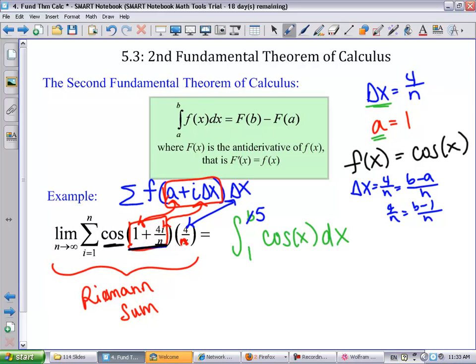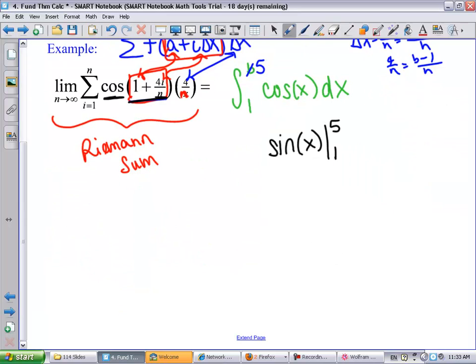So the sum is just giving you the area from 1 to 5 under cosine of x, which means we can use the second fundamental theorem of calculus. So what does that tell us? It tells us that we can find an antiderivative of cosine, which is sine, and evaluate it from 1 to 5. So we get sine of 5 minus sine of 1.